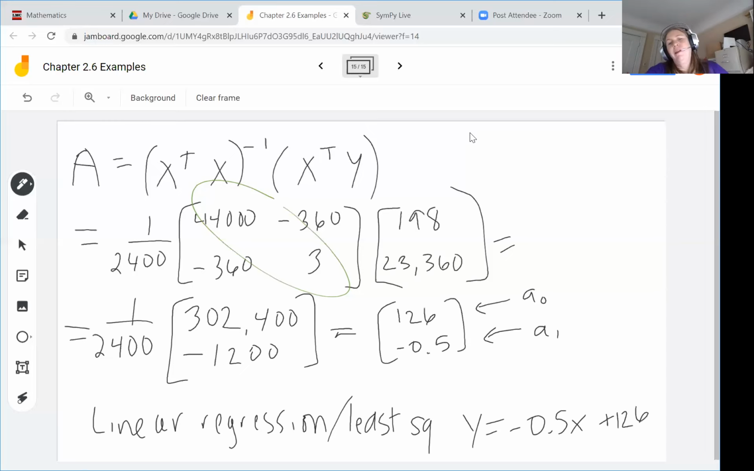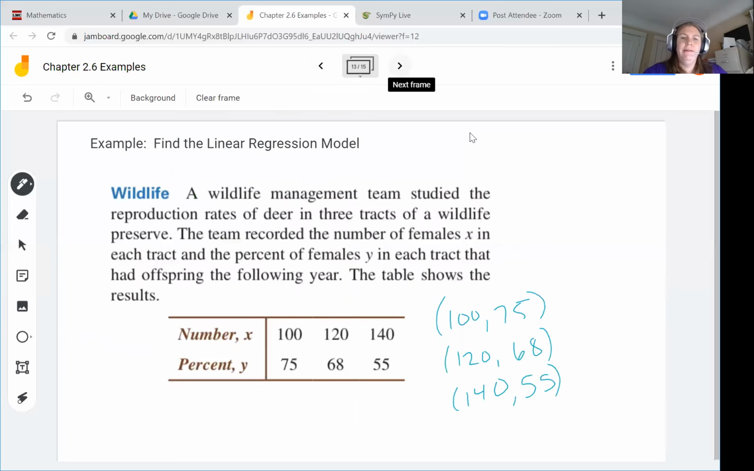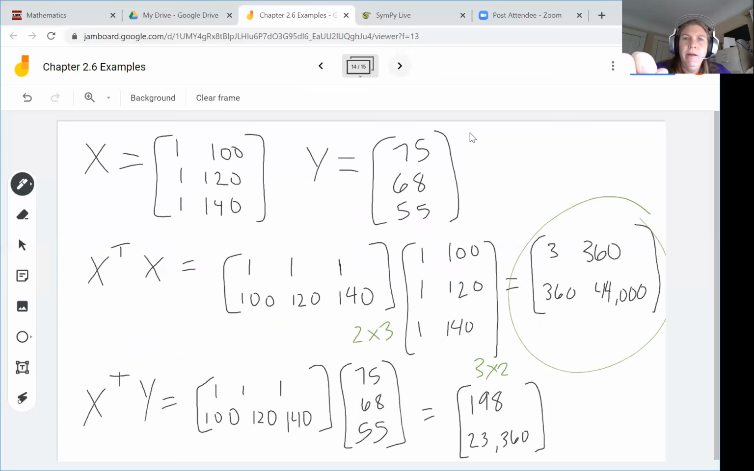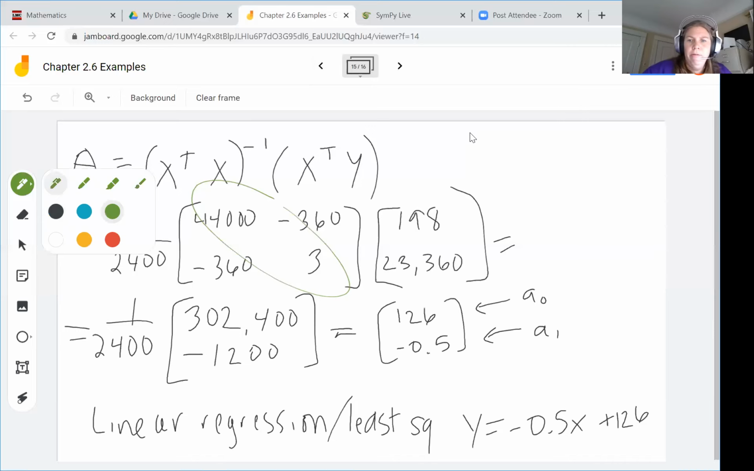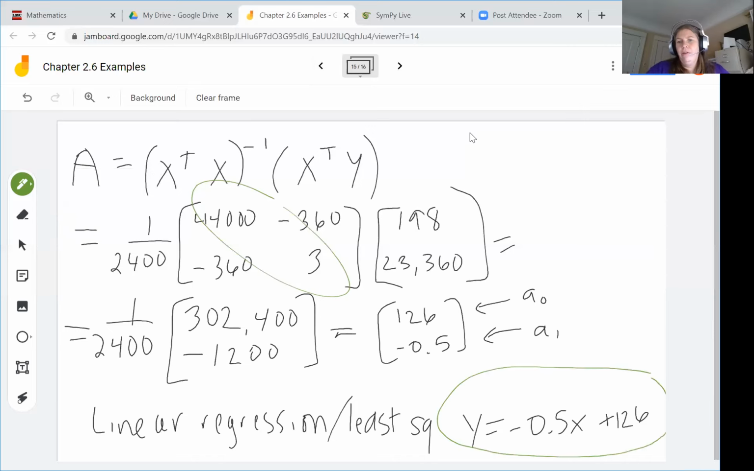So you would use this now to make predictions. We call it extrapolating statistics. So you might go back to our table and say, okay, what if X is 130 females in a tract? Or what if the percent is 40%? As long as you're using values that are relatively close, you can use our line of best fit here for predictions and extrapolations. So we'll see more of linear regression in chapter 5 as well. And if you take a statistics class, this is how we do many, many calculations in statistics.